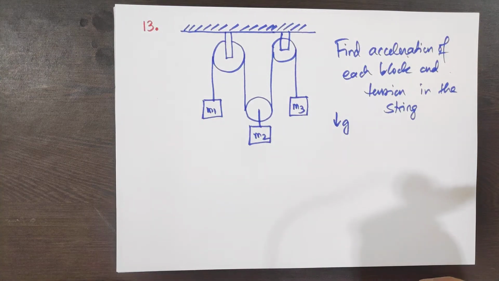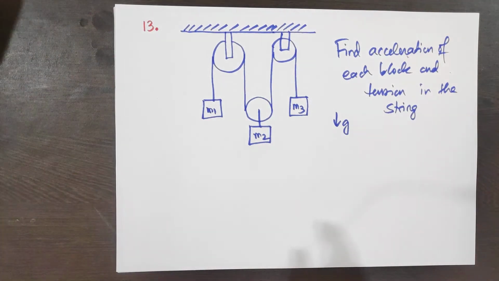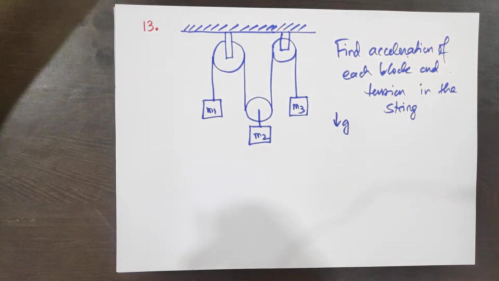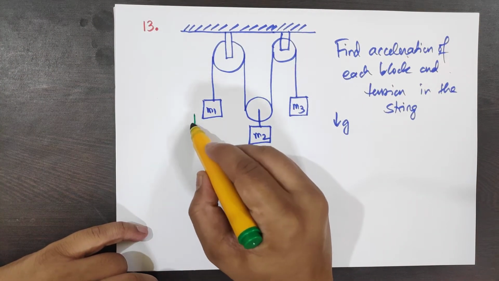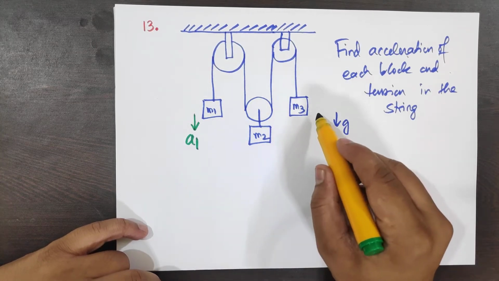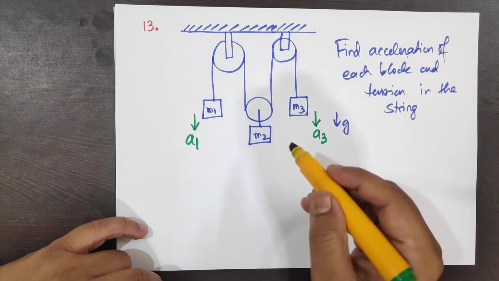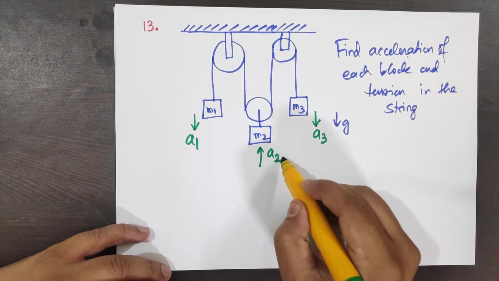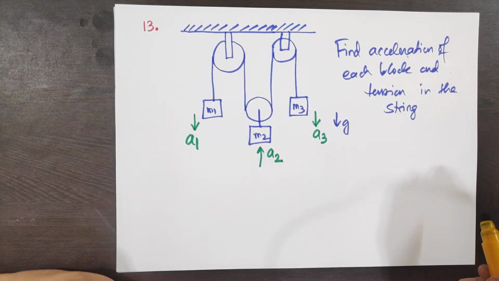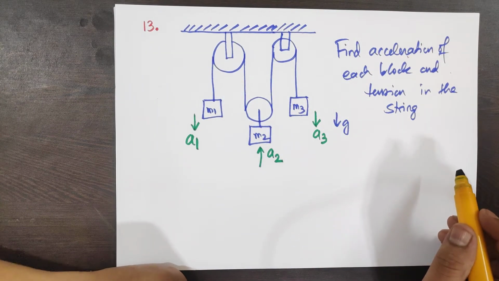So in this problem, we have to find the acceleration of each block and the tension in the string. First we will go for the relation between the accelerations of these three blocks. Suppose this comes down with acceleration a1 and this comes down with acceleration a3 and this goes up, or you can take it comes down, obviously, whichever direction you take. If it is opposite to that direction, then it will give a negative answer.